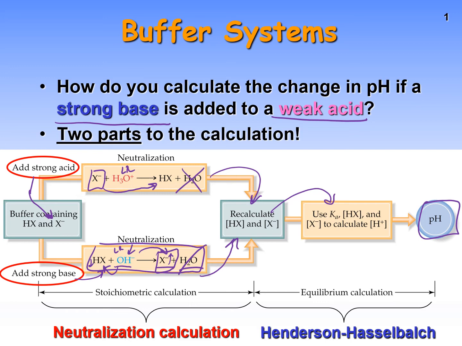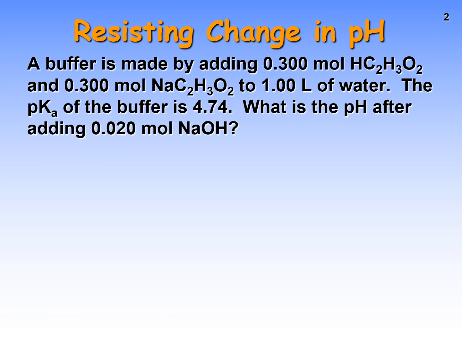So let's do a problem. We have a buffer. It's made by adding 0.3 moles of acetic acid to 0.3 moles of sodium acetate to 1 liter of water. The pKa of the buffer is 4.74, and we want to know what's the pH after I add 0.02 moles of NaOH.